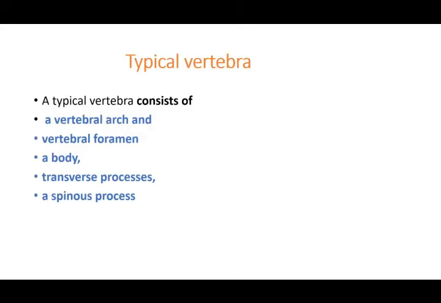Today we are going to talk about the development of a vertebra. That is the general pattern of how a vertebra or the vertebral column develops. The typical parts of a vertebra, just to recollect, are the vertebral arch, that is the anterior portion, the vertebral foramen, the body, the transverse process, and the spinous process. These are the different parts. So when we talk about the development, we will have to talk about the formation of each of these parts.